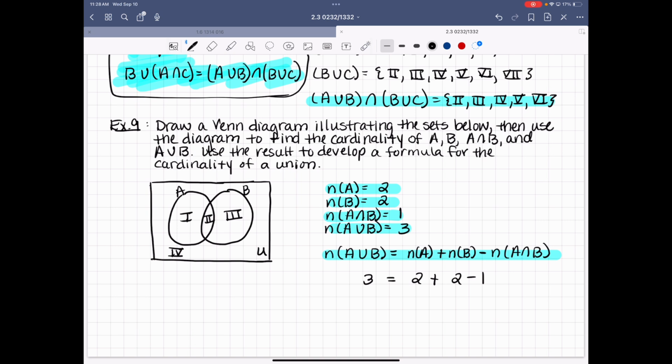We take the cardinality of A, we take the cardinality of B, and then you subtract their intersection. Because you can't just go, well, this set has two elements, this set has two elements, so the union is 4. If you do that, you're double counting that intersection, counting region 2 twice. So it just says if you want the union, add the cardinalities of the single sets together, and subtract off the intersection.